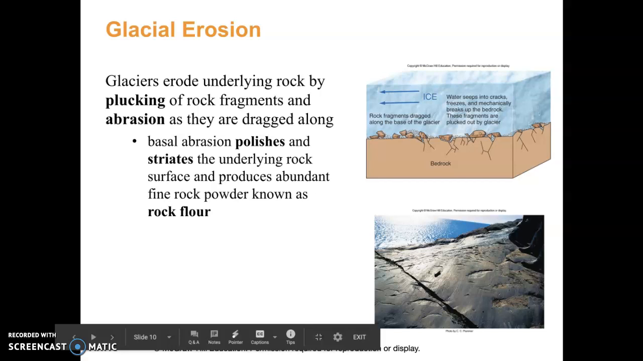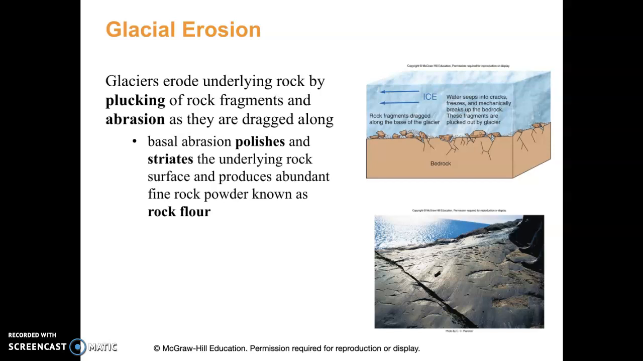All right, we just finished talking about glacial movement. We're going to get into glacial erosion. When a glacier moves, it'll pluck rock fragments and abrade them along the bottom, so drag them along the base of the glacier. Sometimes that will polish the rock and you'll get this glacial polish. And other times, or at the same time, it'll striate and leave these grooves in the rock.